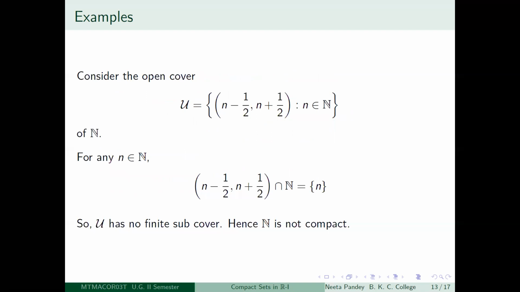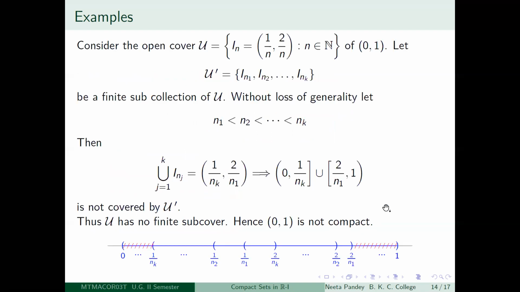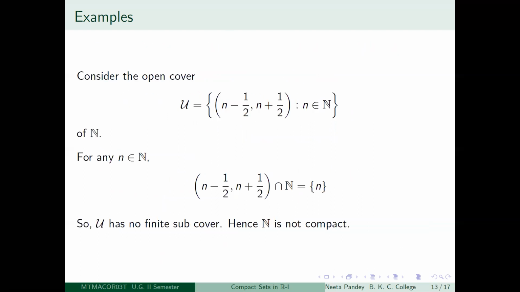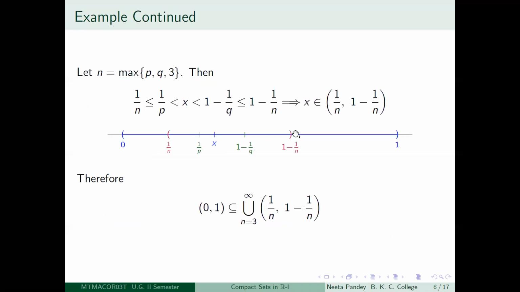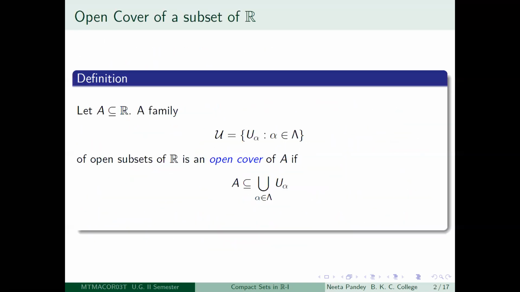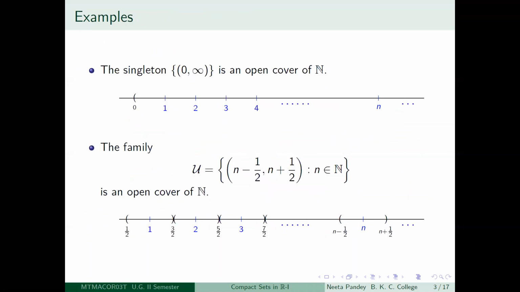So let us see, maybe I will do this example and only this example. So this one will be the last example, and we will stop here. We will continue in the next lecture. So this is the first one which we had, right? Open interval n minus half to n plus half. So let us go back to this one and see what it looked like.